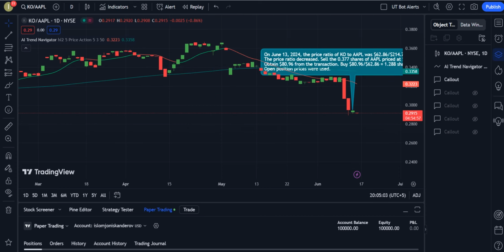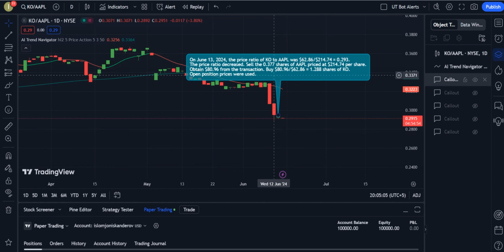Now we fast forward to our last transaction here. And so the price ratio here on June 13, 2024, was 0.293. So the price ratio of Coca-Cola to Apple was 0.293 on this date. And how we obtained this, we obtained it by dividing the price of Coca-Cola, which was $62.86, by the price of Apple stock, which was $214.74, which yielded the price ratio of Coca-Cola to Apple to be 0.293.